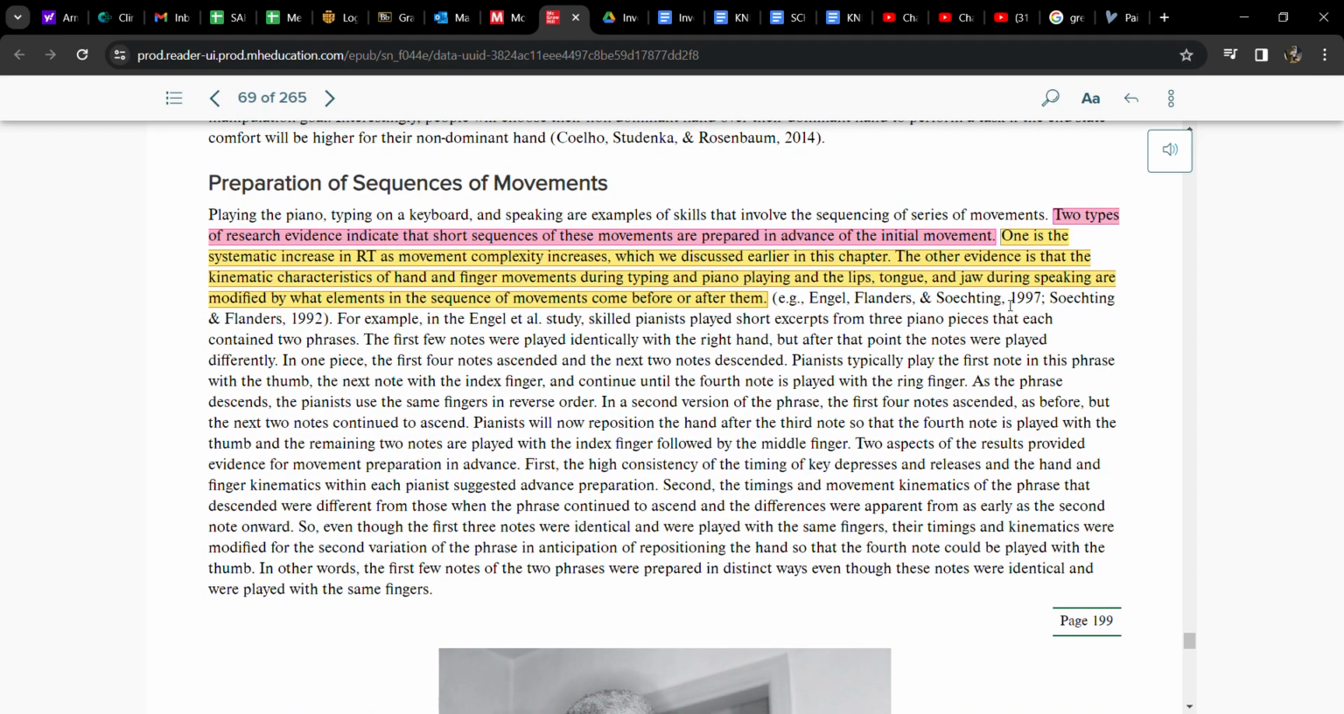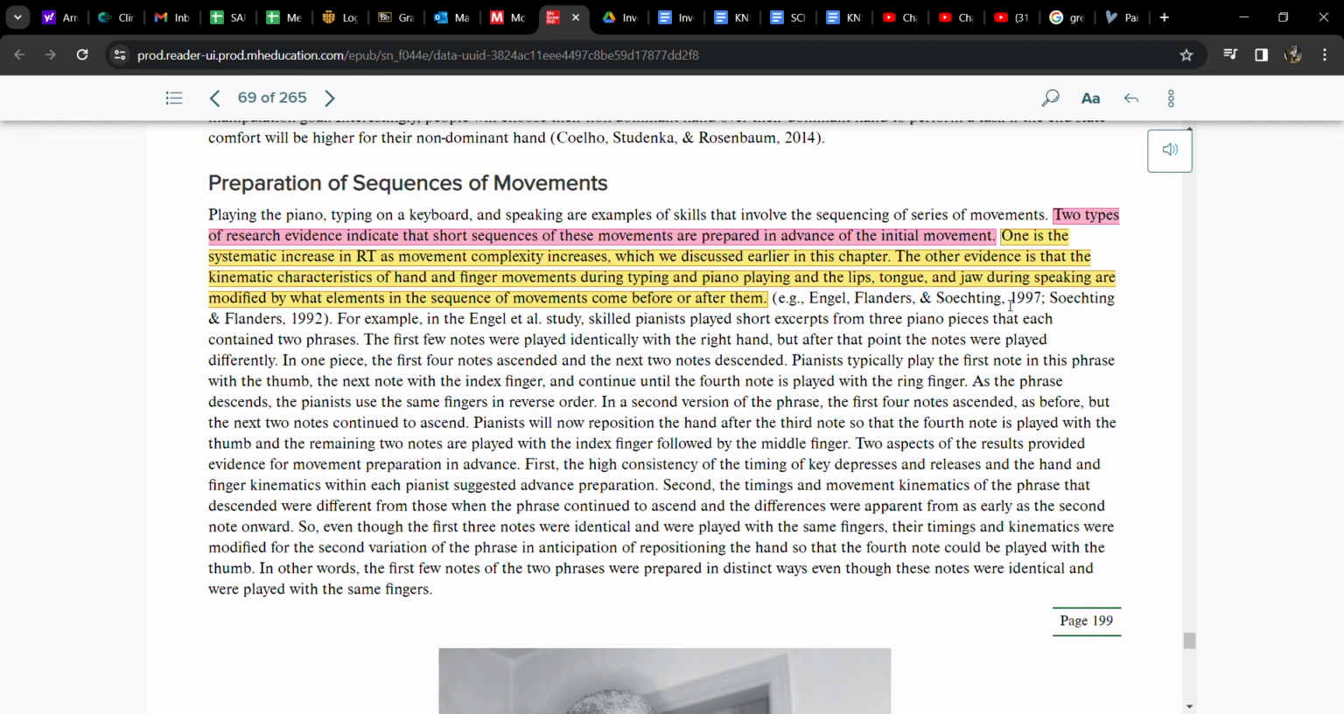Next is the preparation of sequences of movements. So there's two types of research evidence that indicate that short sequences of these movements are prepared in advance of the initial movement. One is the systematic increase in reaction time as movement complexity increases, which we discussed earlier in this chapter. And the other evidence is that the kinematic characteristics of the hand and finger movements during typing and piano playing and the lips, tongue, and jaw during speaking are modified by what elements of the sequence of movements come before or after them.